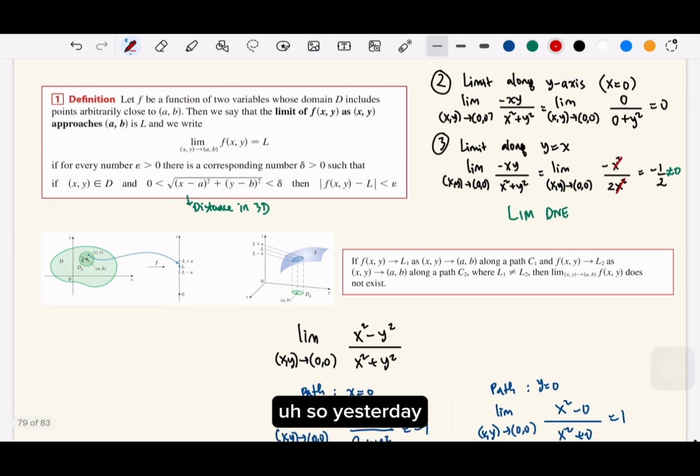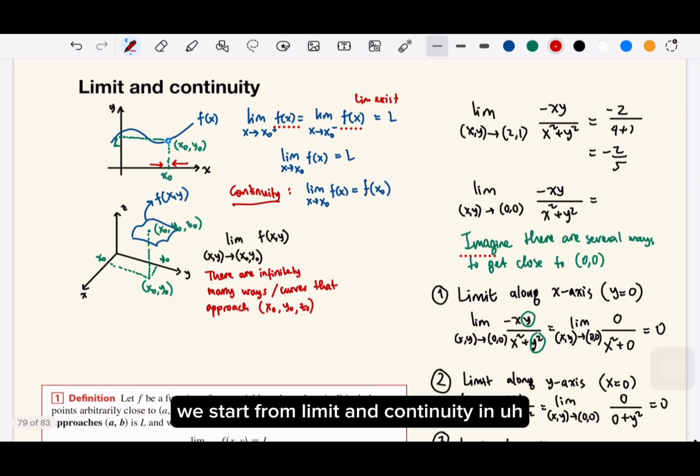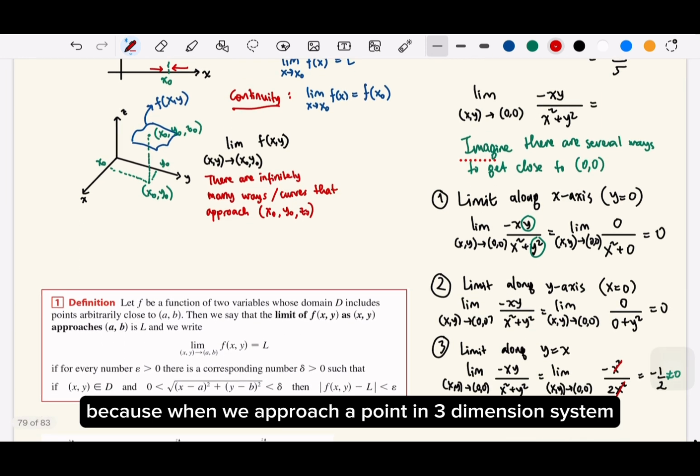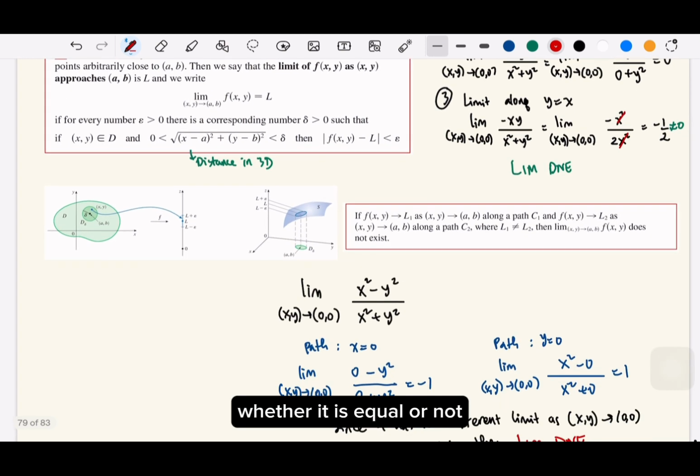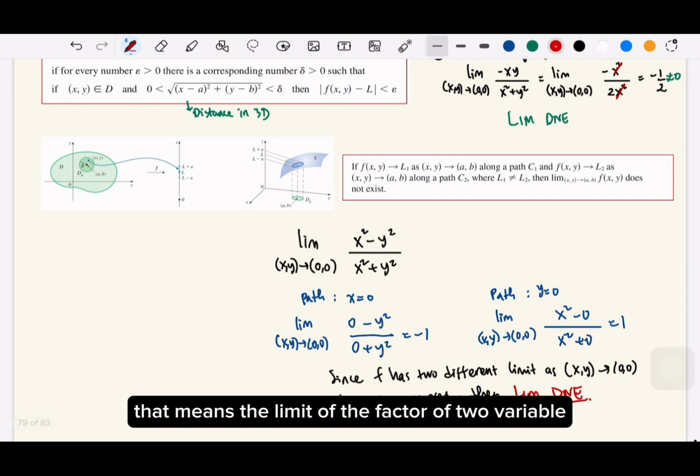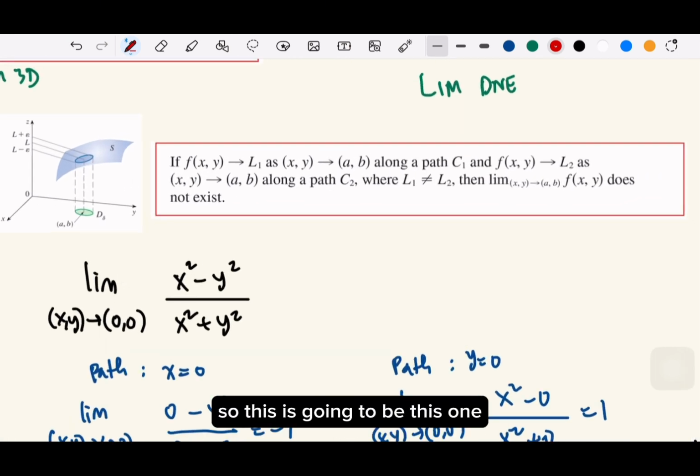Yesterday we started from limit and continuity in the function of two variables. When we approach a point in a three-dimensional system, especially in the xy plane, we have infinite ways to get close to that point. We can approach the point along a curve that we create, for example along the x-axis, the y-axis, or y equals x. We can take the limit and check whether the values are equal or not. If they are not equal, that means the limit of the function of two variables doesn't exist.